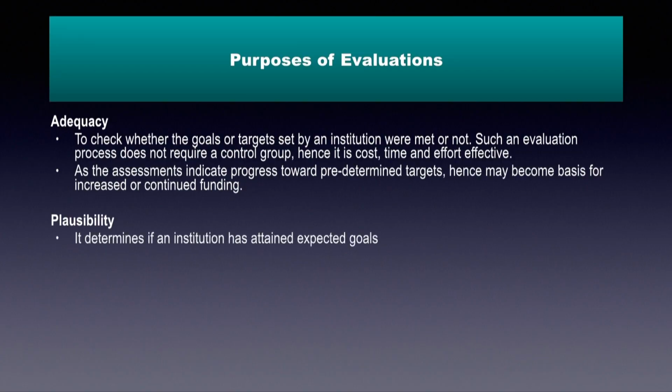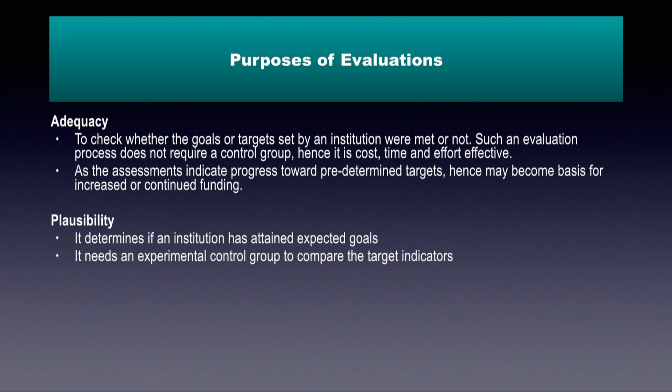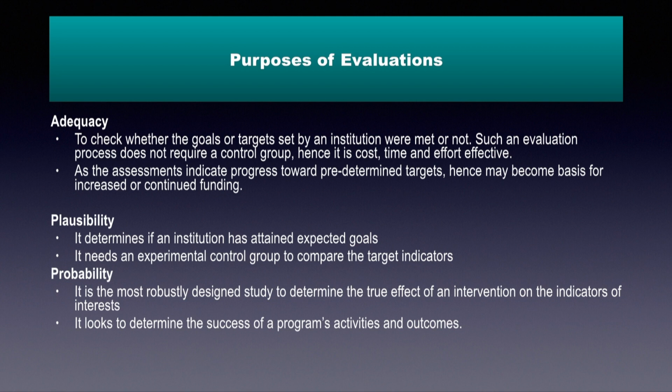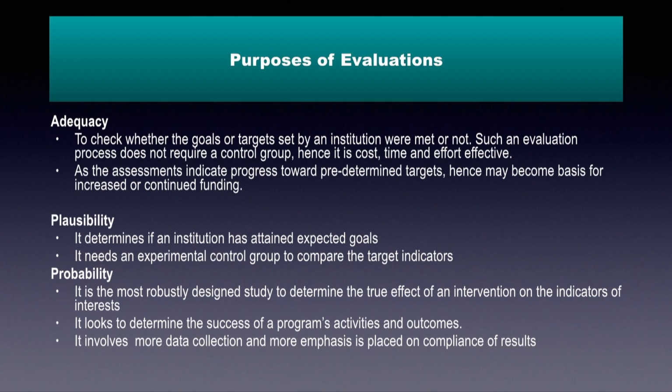On the basis of plausibility, it determines if an institution has attained expected goals. It needs an experimental control group to compare the target indicators. And on the basis of probability, it is the most robustly designed study to determine the true effect of an intervention on the indicators of interest. It looks to determine the success of a program and its activities and the outcomes. It involves more data collection and more emphasis is placed on compliance of the results. So the evaluation, as I said, is based on three criteria: adequacy evaluation, plausibility evaluation, and probability evaluation.